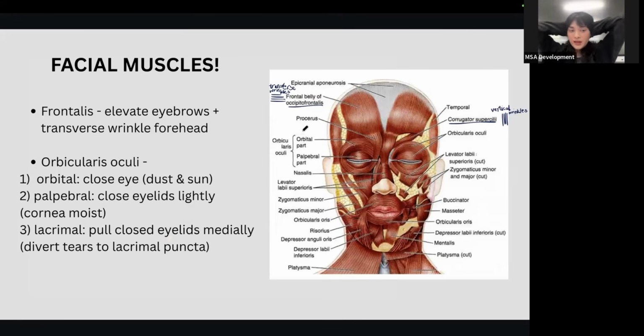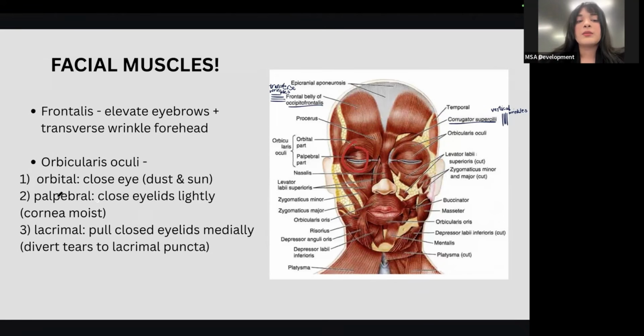Very easy peasy. This is the frontalis over here. It's going to elevate your eyebrow, and it's going to produce transverse wrinkles. Then you have the orbicularis oculi. The orbital part, as you can see over here, is the outer one. The outer one is going to close the eyes tightly. So if there's a sandstorm or the sun is shining too bright, it's going to close the eyes.